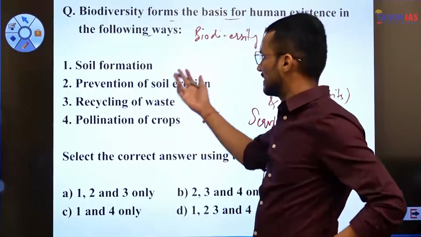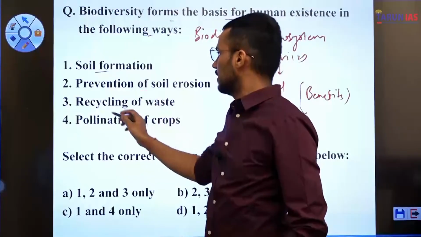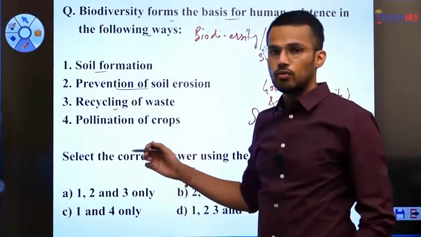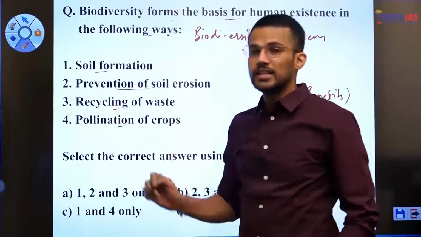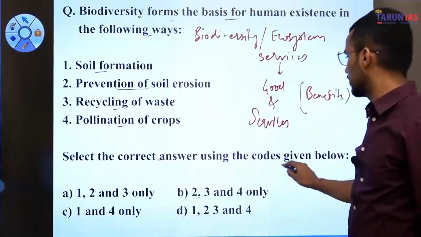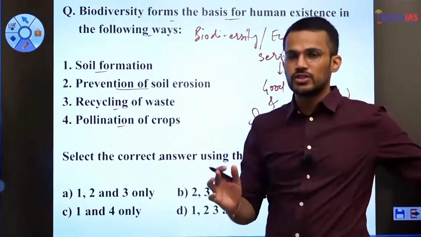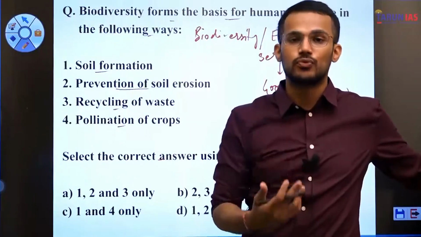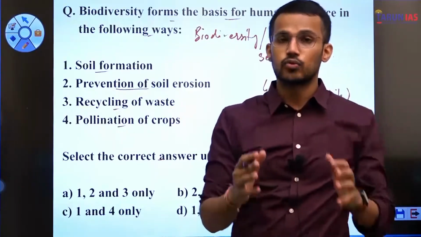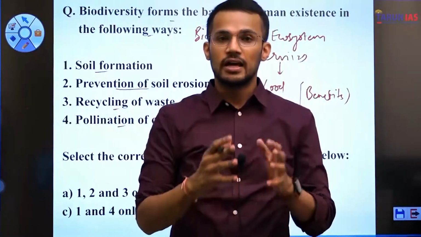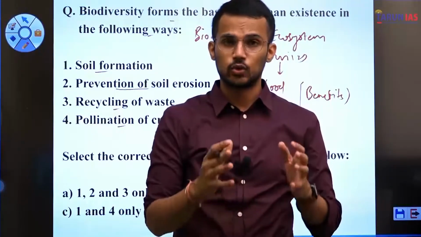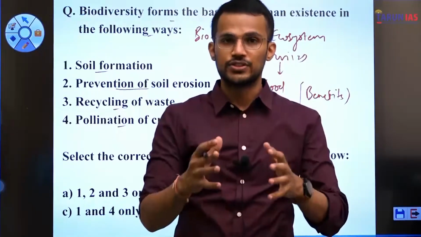So options or statements are: first, soil formation; second, prevention of soil erosion; third, recycling of waste material; fourth, pollination of crops. Select the correct answer using the codes given below. So the question is about the services that we receive from biodiversity. And as we have already discussed, there are 4 different types of services received by human beings from biodiversity or ecosystem. And those services are: first is provisioning service.